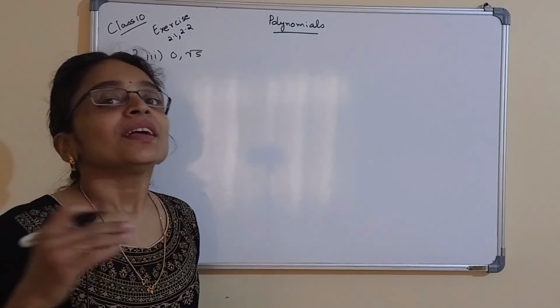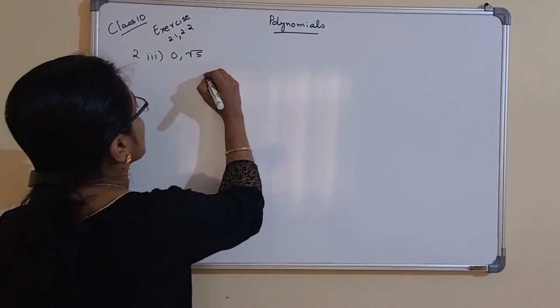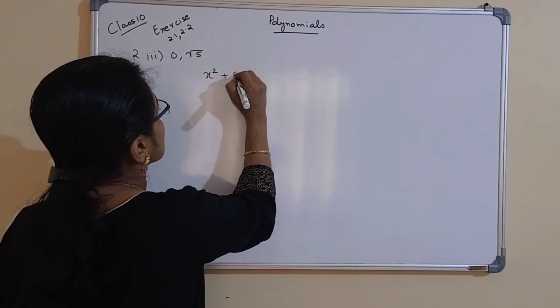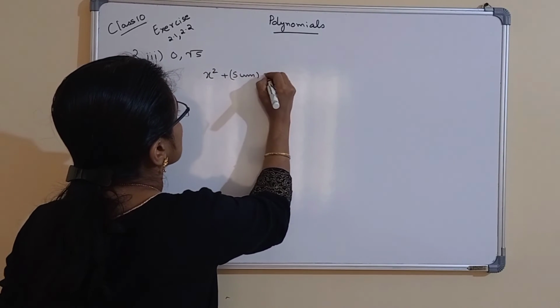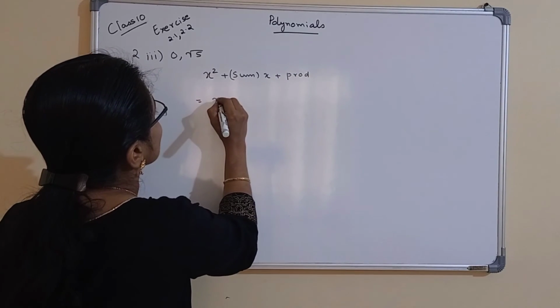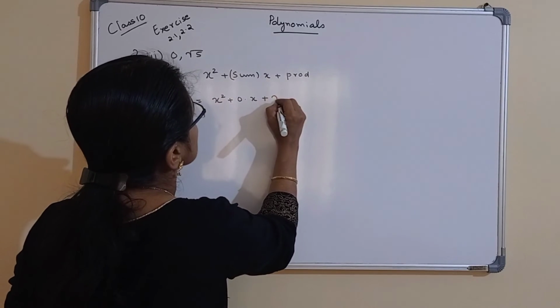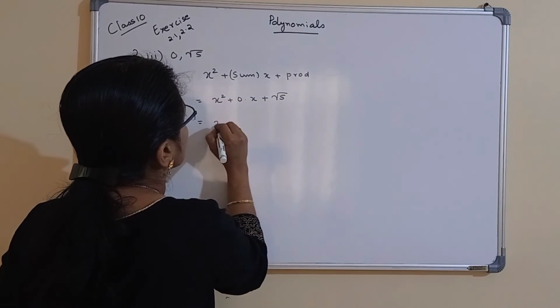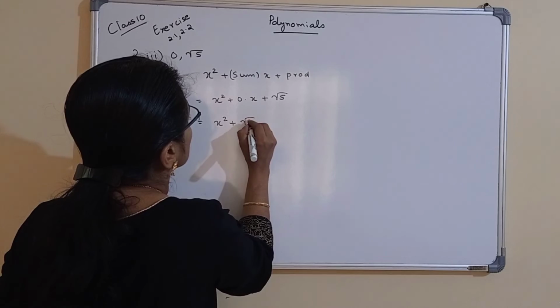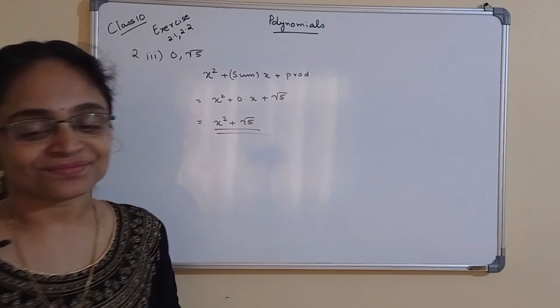Okay. Next one, 0 root 5. So we can write this as x square minus sum of zeros into x plus product of zeros, which is equal to x square minus 0 into x plus product is root 5. So this is equal to x square plus root 5. Okay.